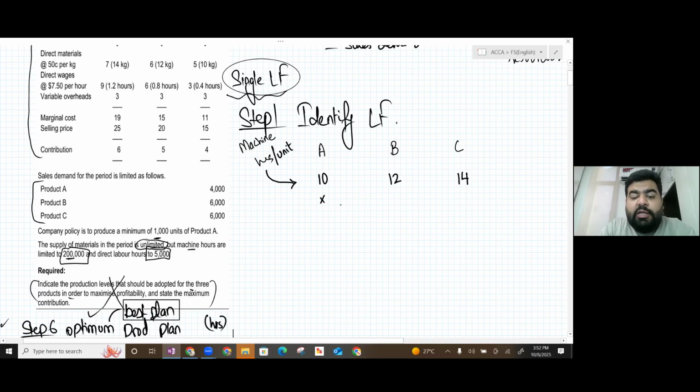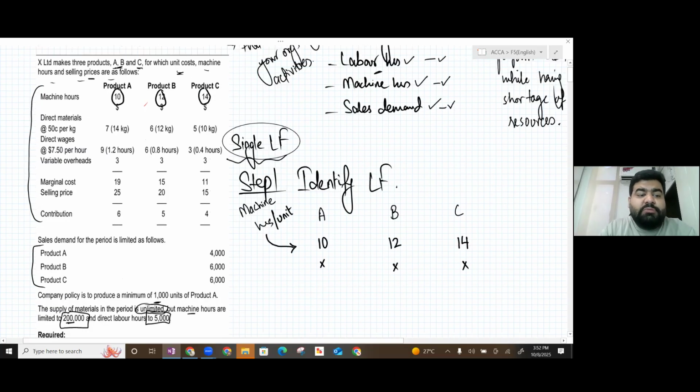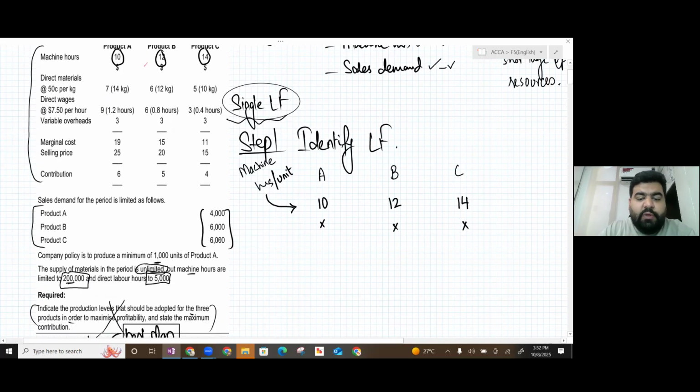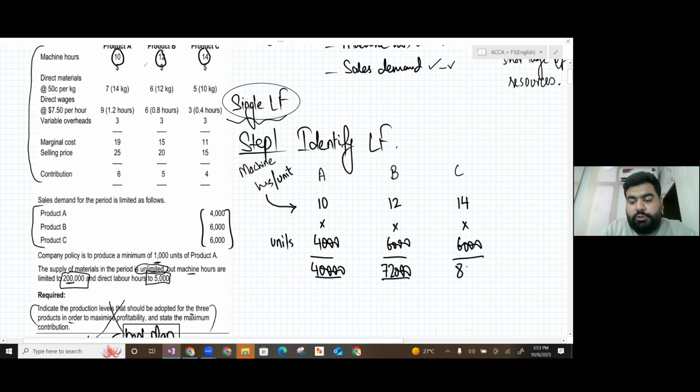Let's multiply it with the units to calculate the total hours required, because it's machine hours per unit of A, B, and C. The units of the products are written here, so let us multiply it with the units. Units are 4,000, 6,000, and 6,000. 4,000 into 10, 40,000. 6,000 into 12, it's 72,000. And 6,000 into 14, it's 84,000. So these are the total machine hours required by A, B, and C.